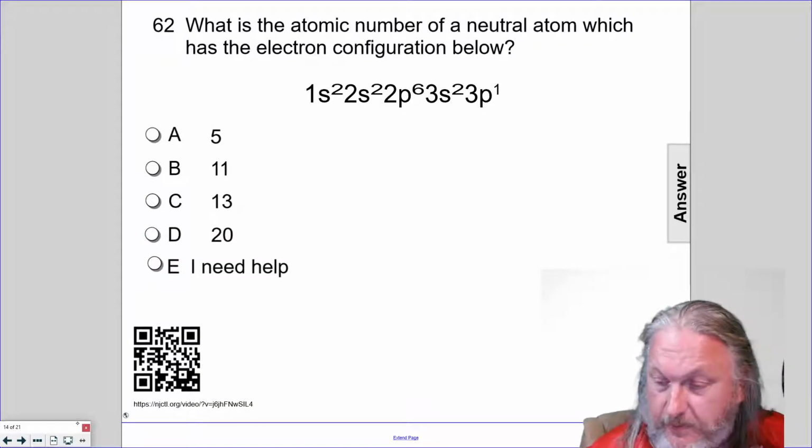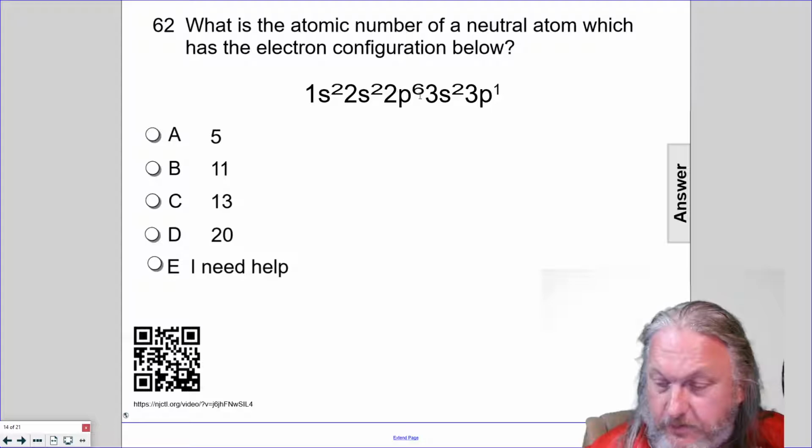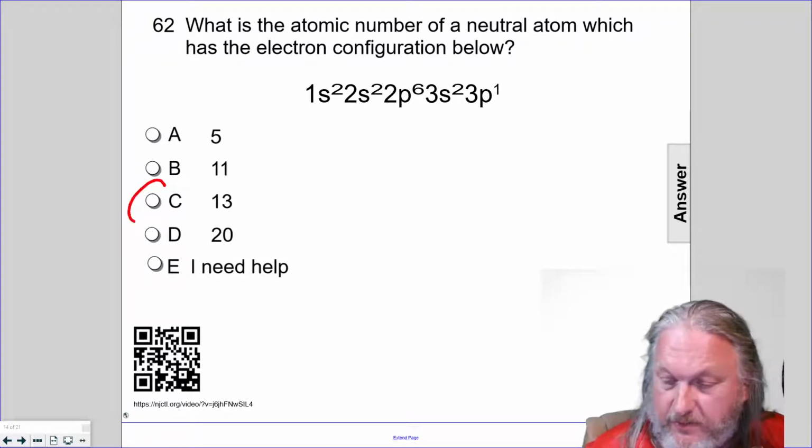Which is the atomic number of a neutral atom which has the electron configuration below? Well, we can add them all up. 2, 4, 6, 10, 12, 13. That's aluminum.